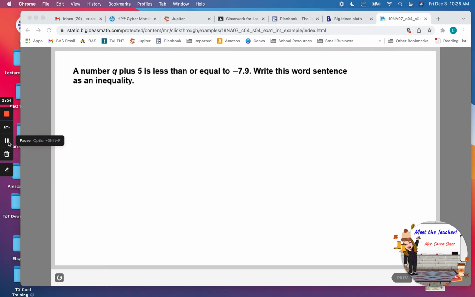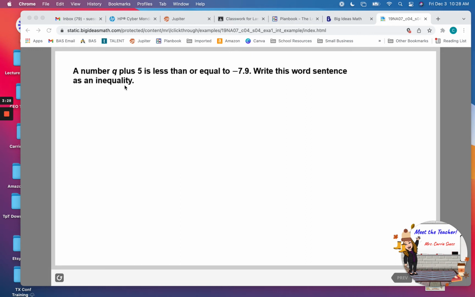All right, example 1. Write this in your journals. This is a bunch of words we're going to translate into an equation. Yes, you should know this. Should be a refresher. A number, q, plus 5 is less than or equal to negative 7.9. We're writing this word sentence as an inequality.